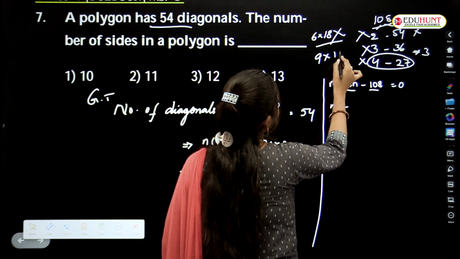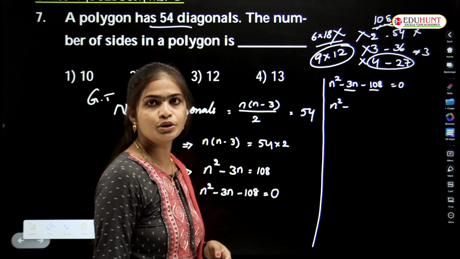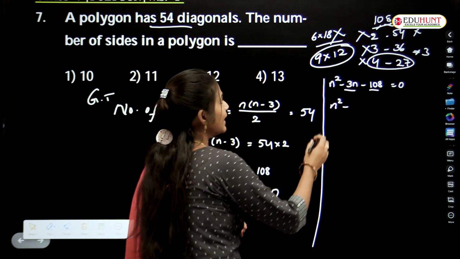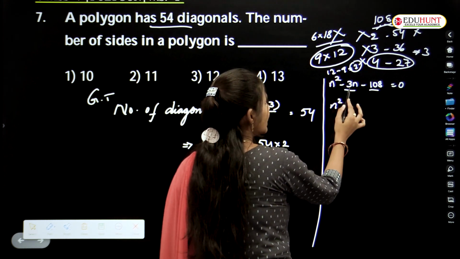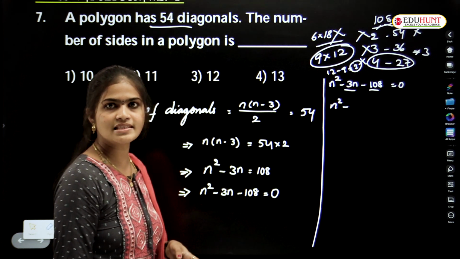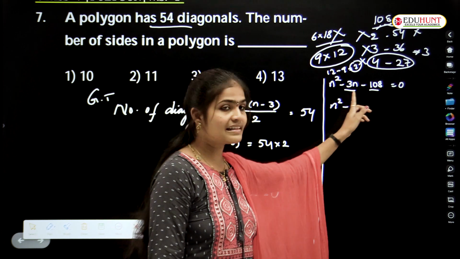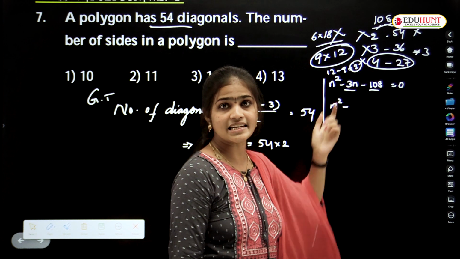9 into 12 is equal to 108. Take the difference: 12 minus 9 is equal to 3. So we are getting 3 as the difference. Why are we always saying the difference as 3? Because in this equation the middle term is 3, that's why we are searching for a difference of 3.